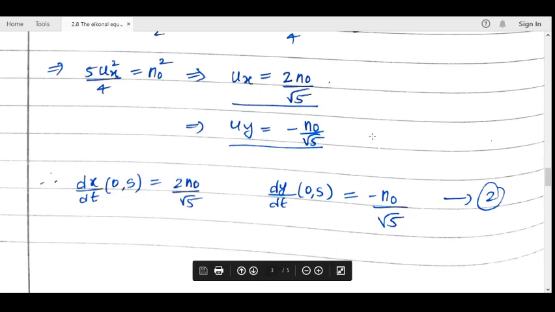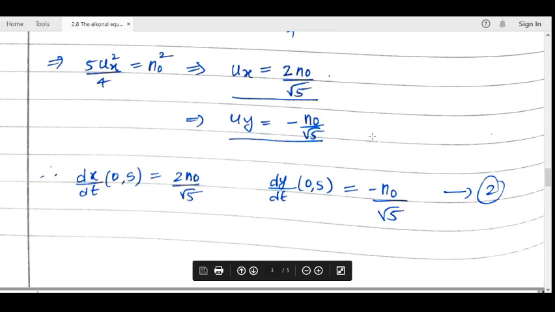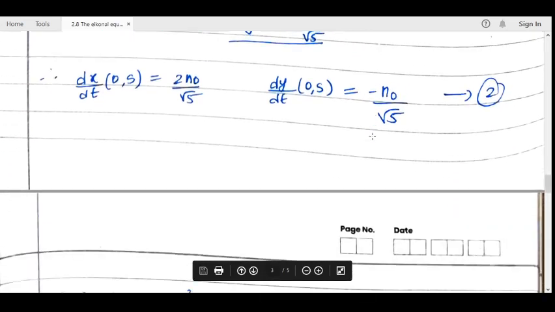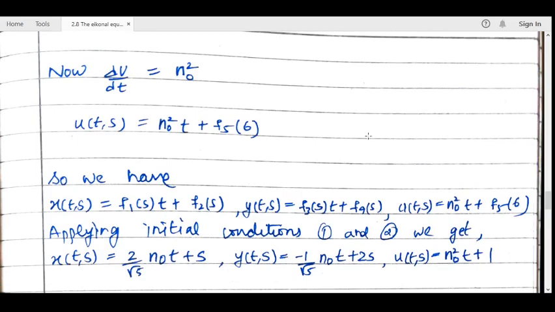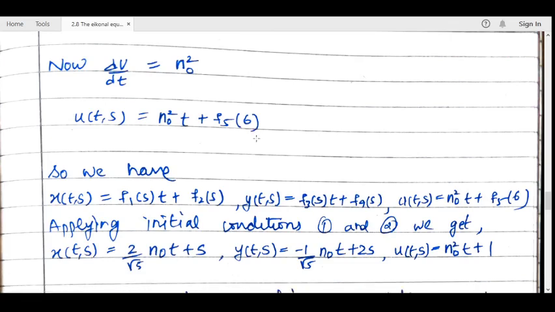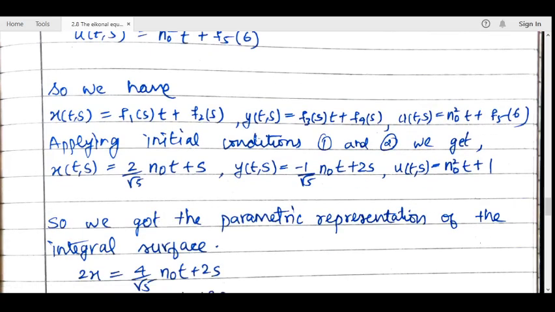So we got two initial conditions and we have the equations of characteristics. First two we have solved. The third equation is du by dt equal to n naught square. So if you integrate this, you will get u equal to n naught square t plus f5 of s. Now we will apply the initial conditions. We have the equation of the characteristic, and we have the two initial conditions.